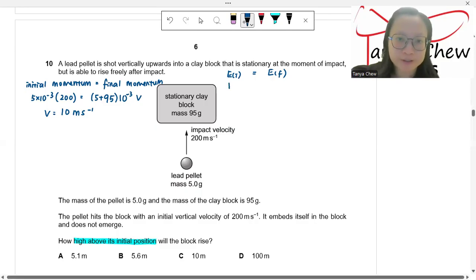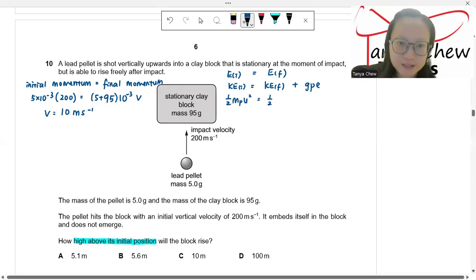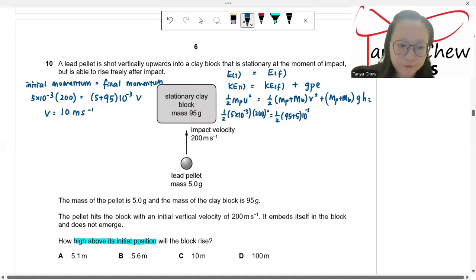Total initial energy is the kinetic energy of the lead pellet, which is being converted to final kinetic energy of the pellet together with the clay block plus the GPE, gravitational potential energy. Kinetic energy is half m pellet u squared, which is equal to final kinetic energy, half (m pellet plus m block) v squared, plus (m pellet plus m block) g times the initial height of the block. So half mass pellet is 5 gram, you have to change it to kilogram, 200, you have to square it. Half of 95 plus 5, and then you have to change it to kilogram as well. And the final velocity is 10.